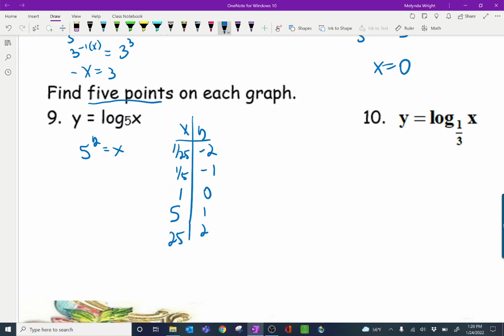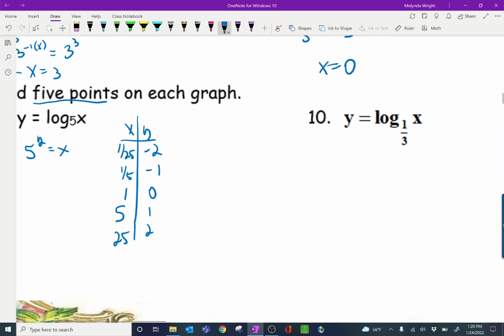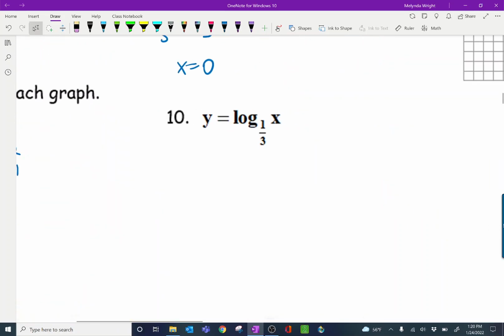See how this is really kind of opposite of what we're used to? We're used to coming up with values for x and figuring out what y is. But when we change the logarithm into an exponential, we actually have to do the opposite. We have to write down values for y and figure out what the x is from that. So it's just a little bit of a different scenario here. So let's do one more.